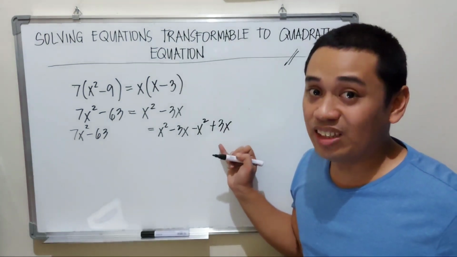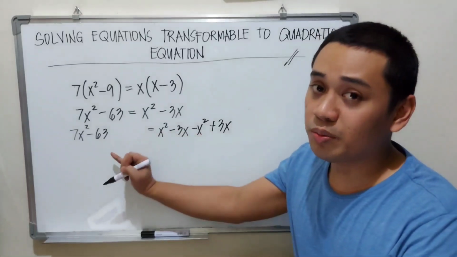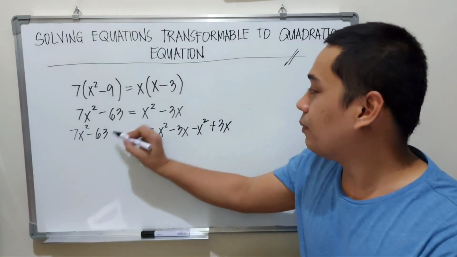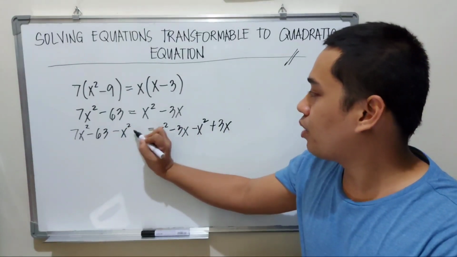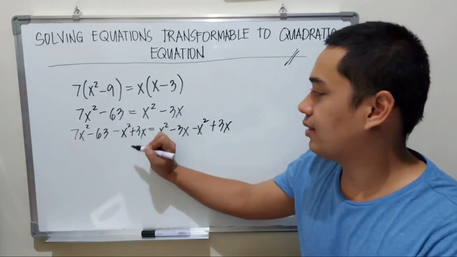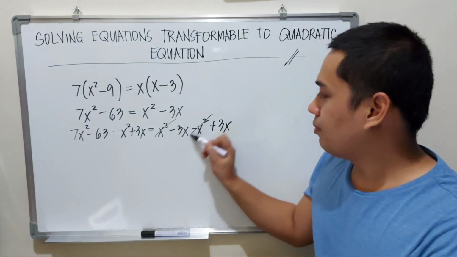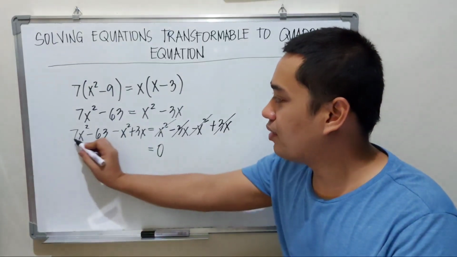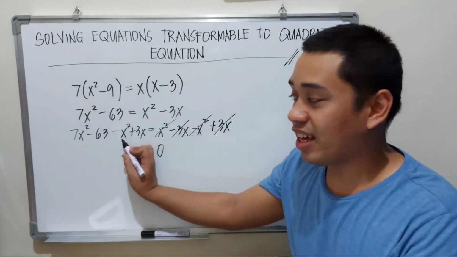Then what we add on the right side should also be added to the left side. So we have negative x squared plus 3x. This will become 0. And we have 7x squared minus x squared.